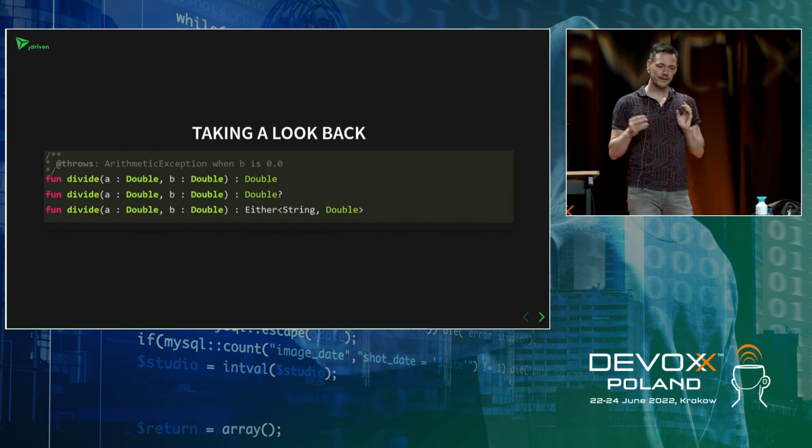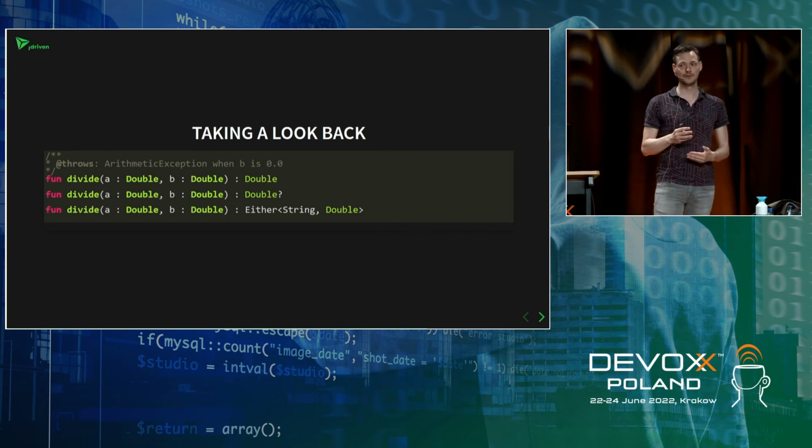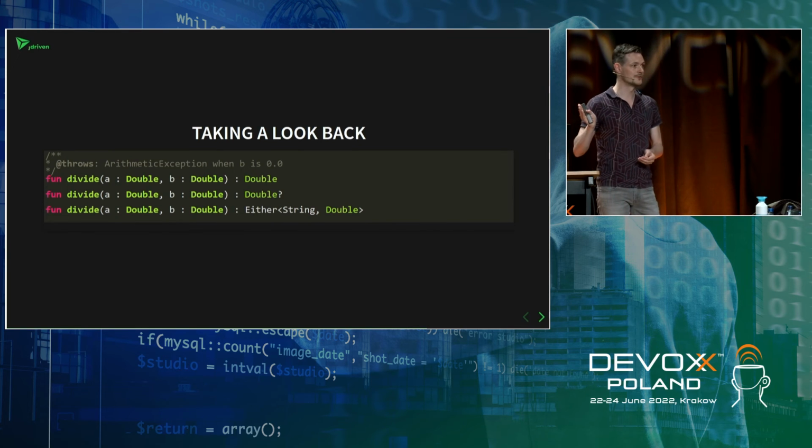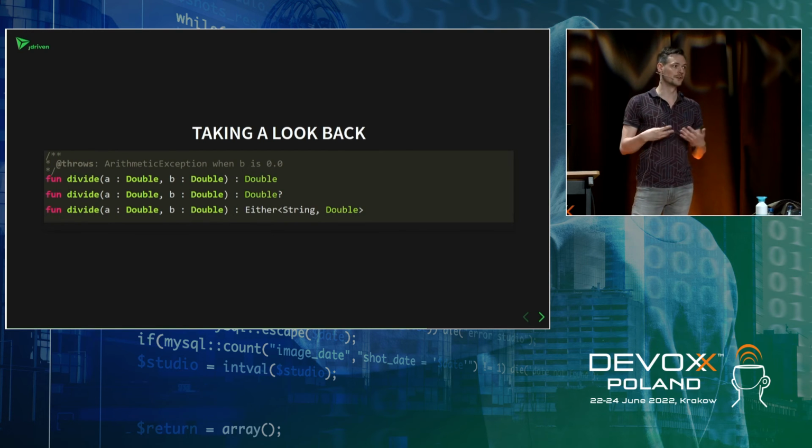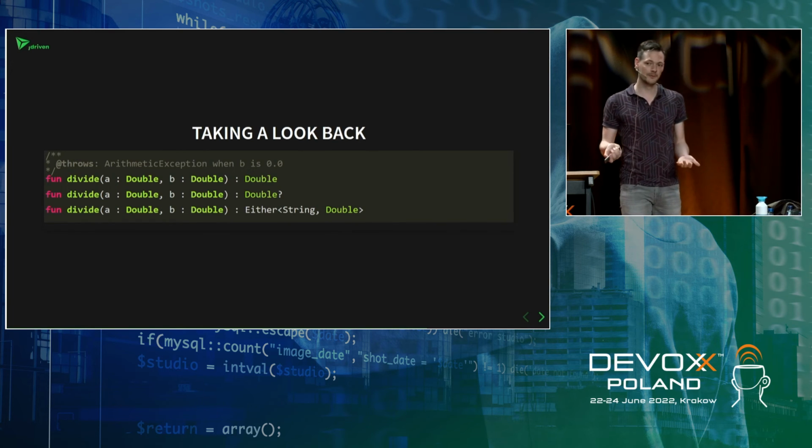So let's take a look back at our divide problem. We tried to solve it in 3 different ways now. We tried to solve it using runtime exceptions. We tried to solve it using Kotlin's nullability system. And in the end, we ended up solving it using Either. But there is actually another way to solve this problem. And in a way, that's my favorite way to do it.